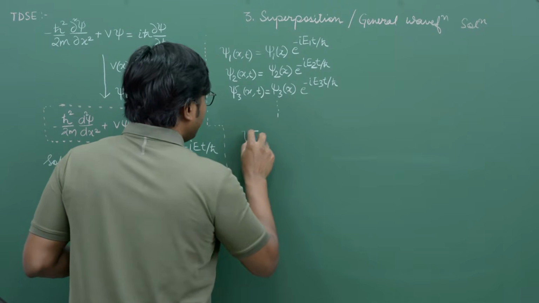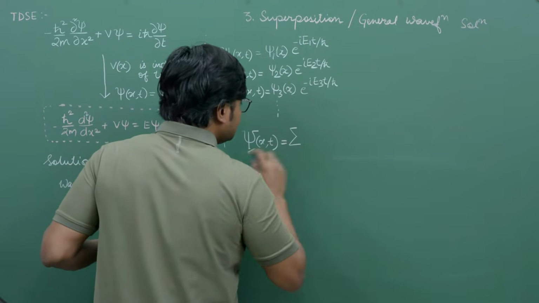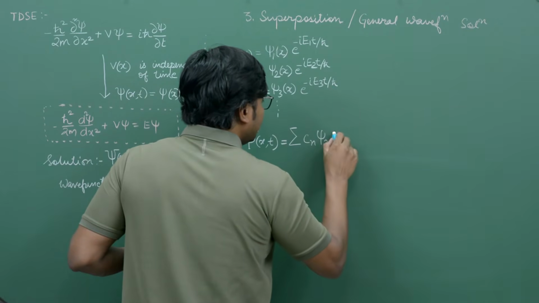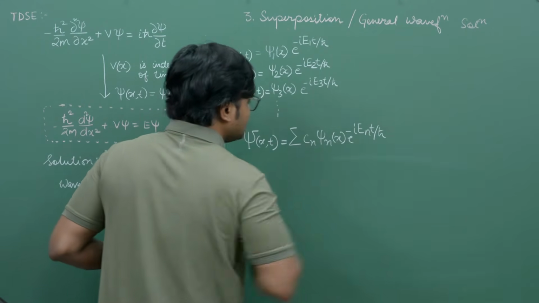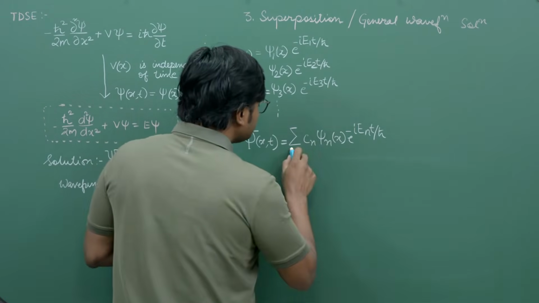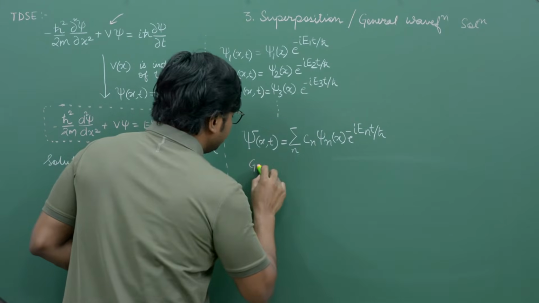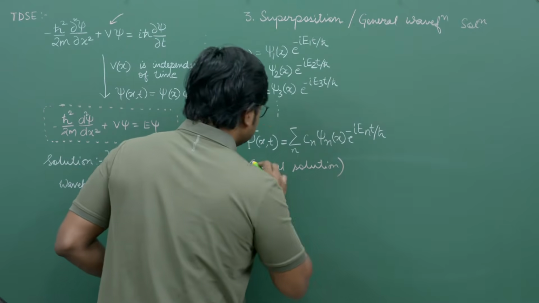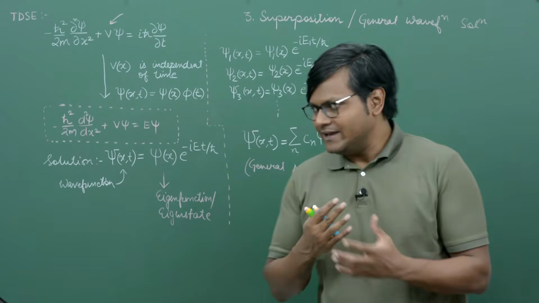So the general wave function solution is a linear superposition of all of these eigenstate solutions. I'm going to call it Cn psi n e to the power minus iota E n t upon h cross, and summation over n. This is known as the general solution of this particular system, whatever V we were dealing with. The general solution. So this is what quantum mechanics offers us: a general solution which is written as a linear superposition of a large number of eigenstate solutions.